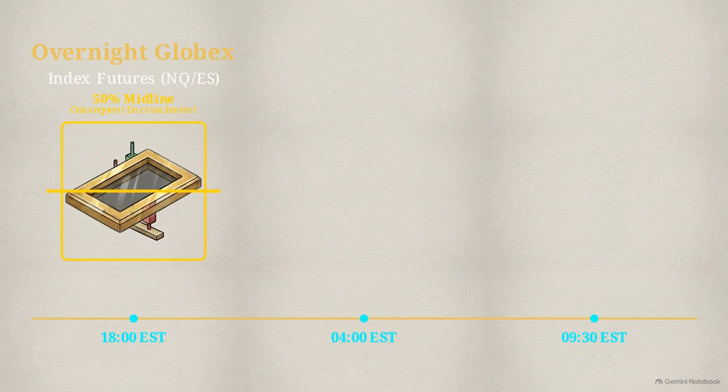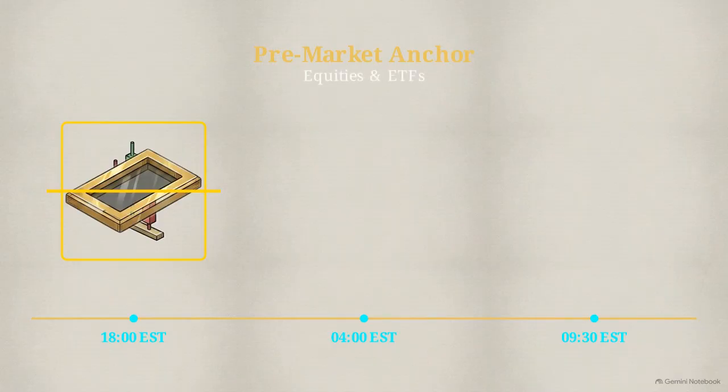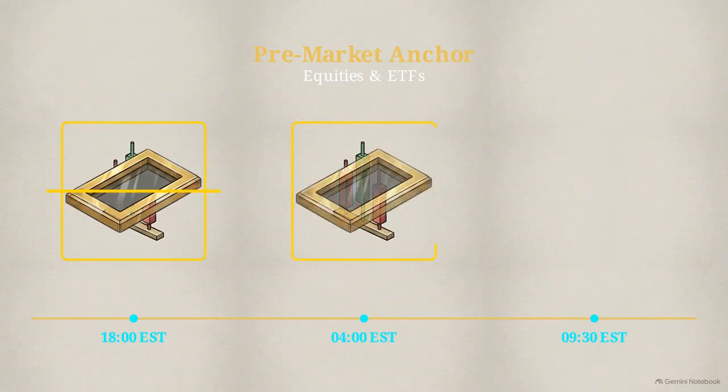The second window is the pre-market anchor, initializing at 0400 Eastern. Designed exclusively for single-stock equities and ETFs, it captures early institutional positioning and earnings gap rebalances hours before retail traders open their brokerage apps. Finally, we reach regular trading hours, the opening drive anchor at 9:30 Eastern.